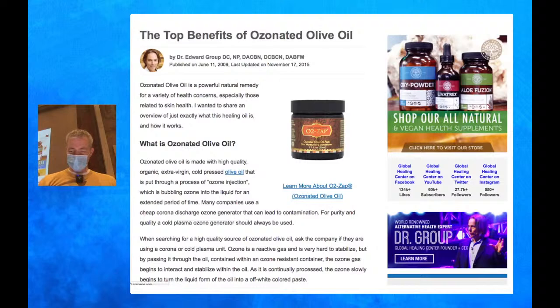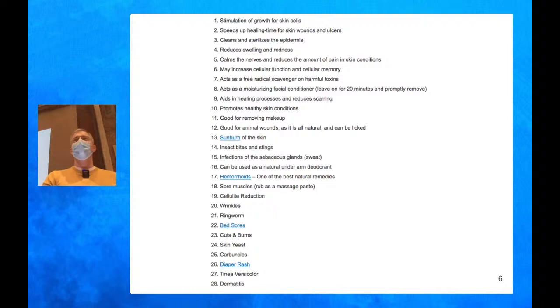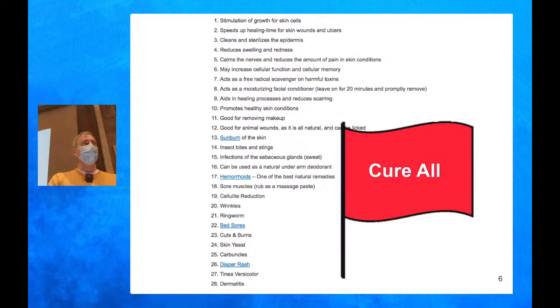And this is one of the places that's selling it. You can see there's ads on the side. And the reason why you should buy it is a long list like this. Stimulation for growth cells, blah, blah, blah. Treating sunburn, insect bites, ringworm, cuts and burns, blah, blah, blah. Anything bad that can happen to your skin is listed as something that this will cure. So just remember, when you see lists like this out in the wild, this is on our red flag list, right? If an ad claims to cure everything under the sun, it's probably too good to be true.